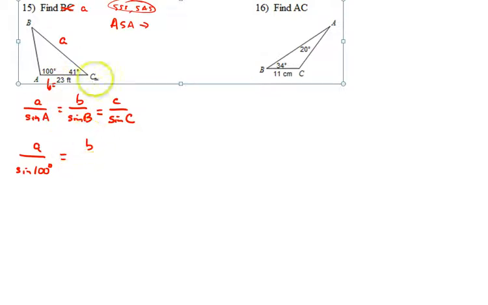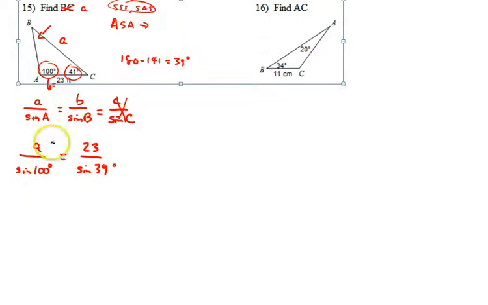Oh, let me write 23 over the sine of angle B. Well, hey, I've got two angles, so I know how to find the third angle. 100 plus 41 is 141. 180 minus 141 is 39 degrees. So this angle B is 39 degrees. Now, I don't even need to go any further because I've got all that I need to find out what A is.